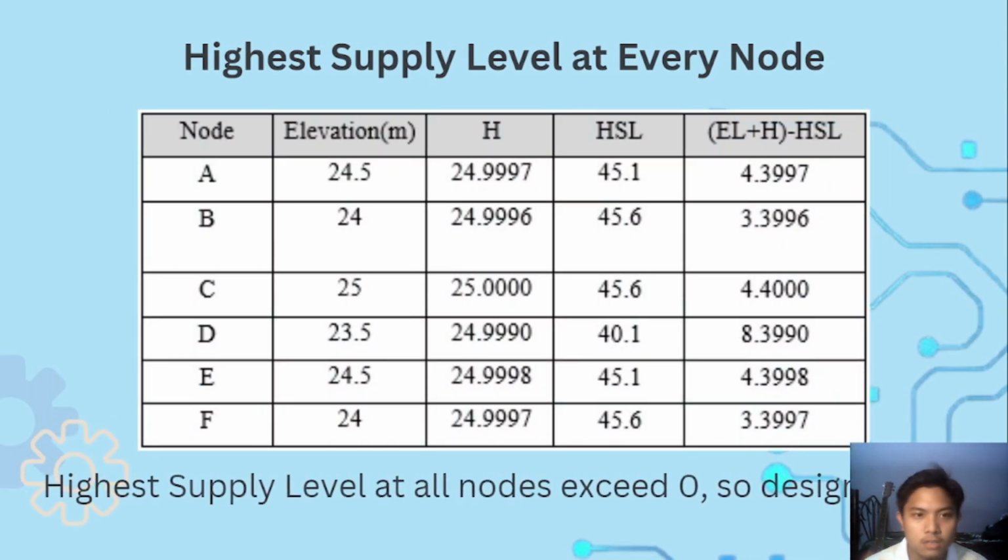Next, we also calculate the highest supply level at every node. It is used the same way as for nodes A, B, C, D, E, F. The elevation we list is also the same. The height is used as the HSL, the highest supply level. So the answer is at the end: the highest supply level at all nodes exceeds 0, so the design is okay.